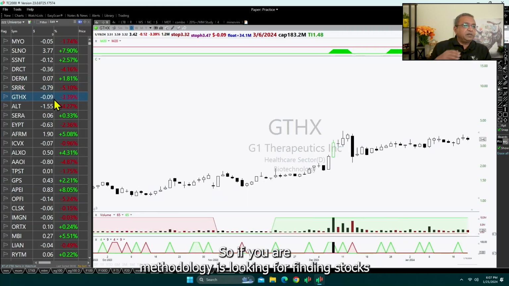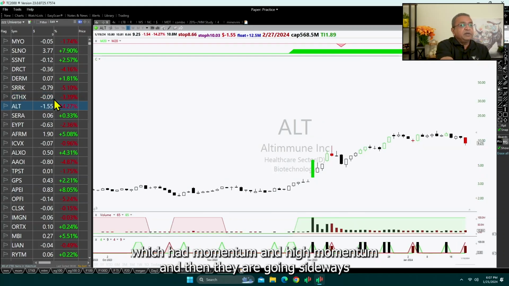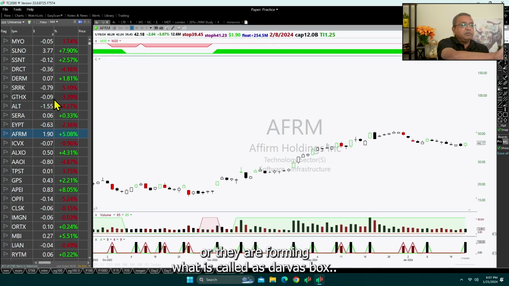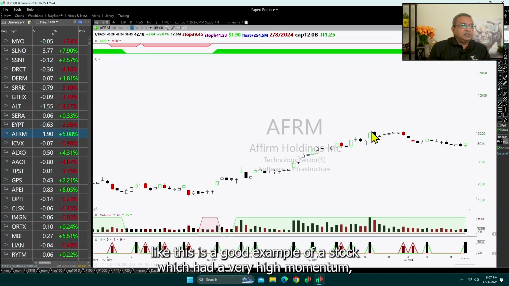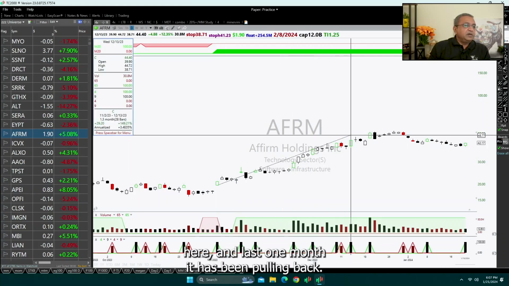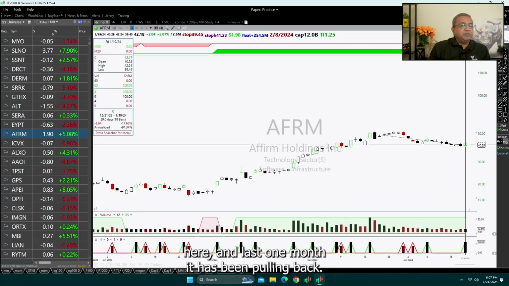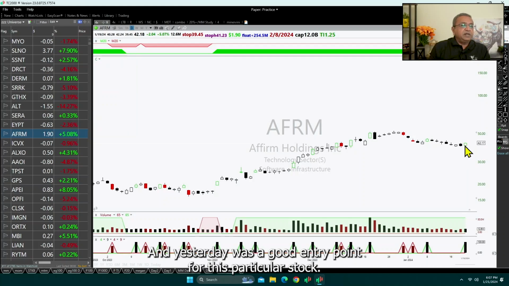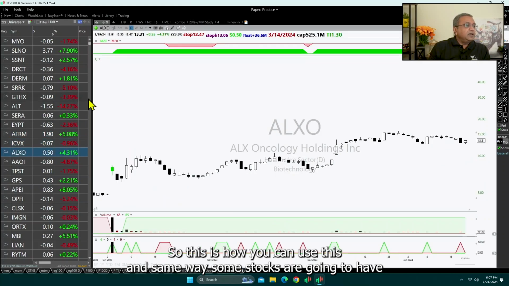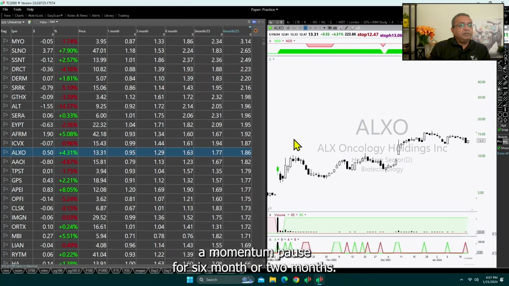So if your methodology is looking for stocks which had high momentum and then are going sideways, or forming what is called a Darvas box, this is a good example of a stock which had very high momentum here, and for the last 1 month it has been pulling back, and yesterday was a good entry point for this particular stock. So this is how you can use this. And in the same way, some stocks are going to have a momentum pause for 2 months.